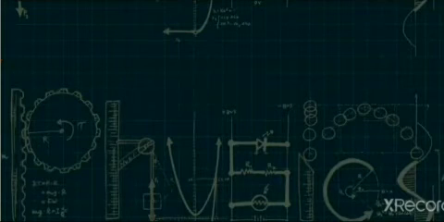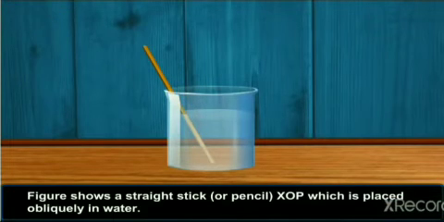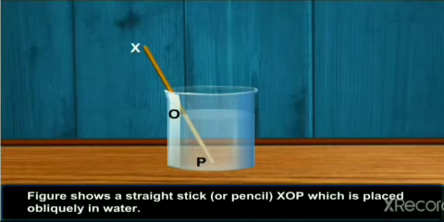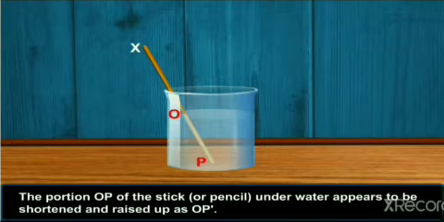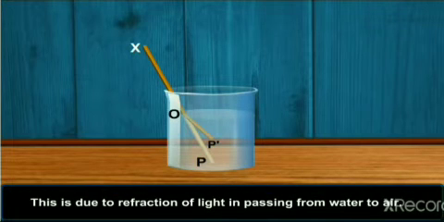Bending of a stick underwater. The figure shows a straight stick or pencil XOP which is placed obliquely in water. The portion OP of the stick or pencil underwater appears to be shortened and raised up as OP dash. Why is this? Well, this is due to refraction of light in passing from water to air.